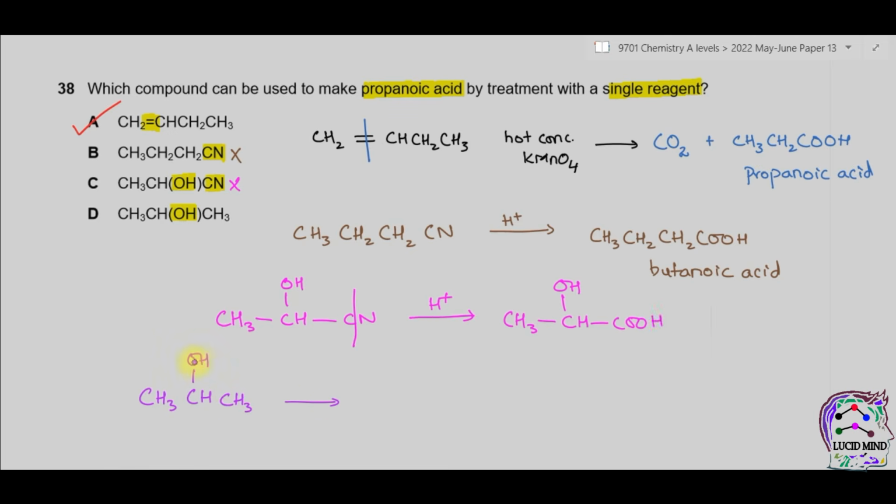This one can be oxidized to ketone. It will not form carboxylic acid. So correct answer is then A.